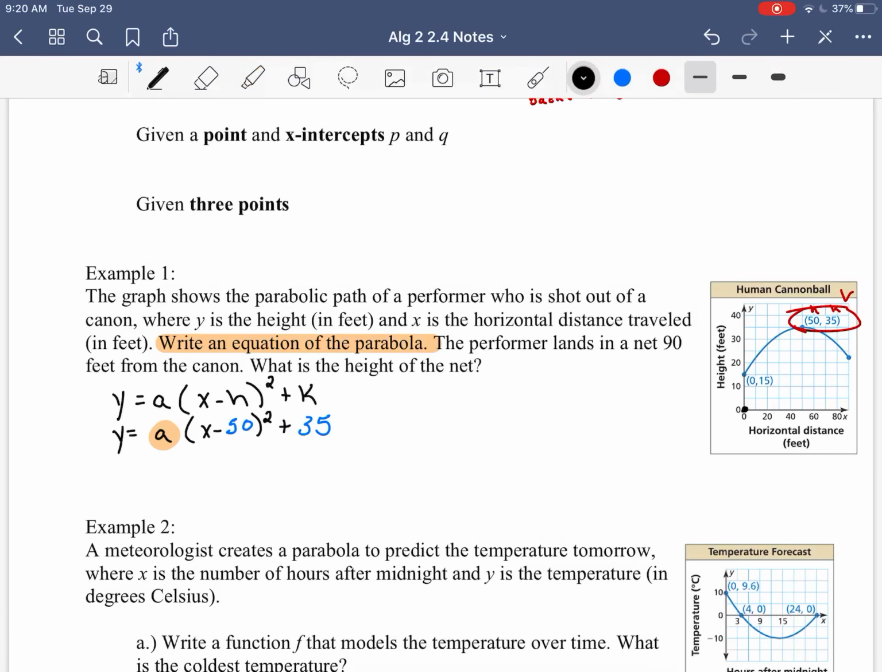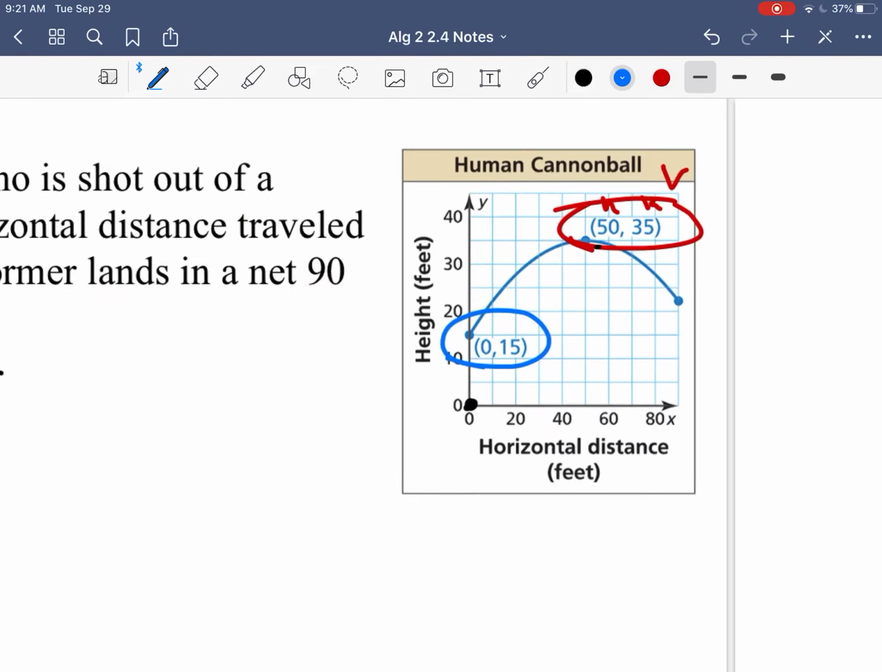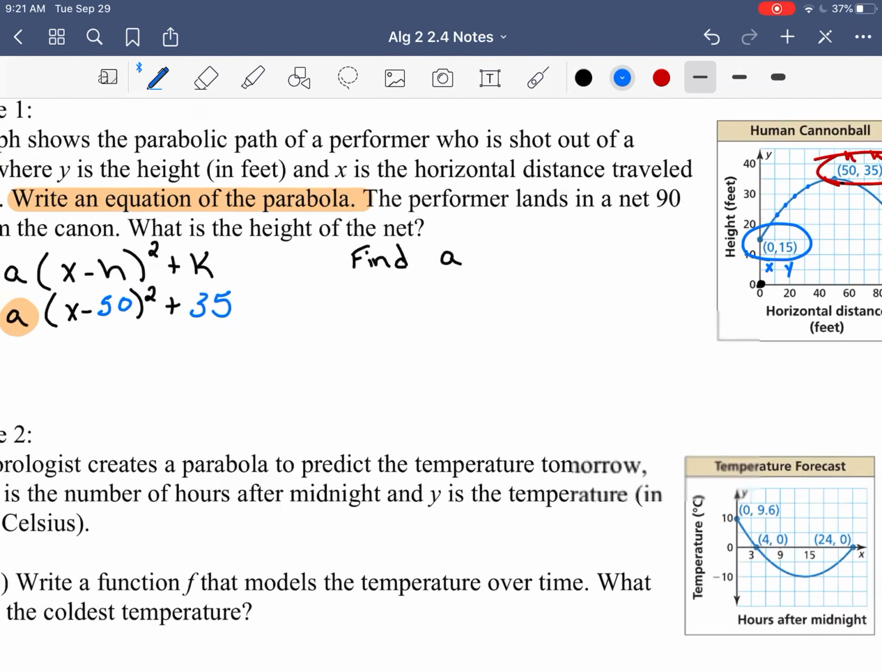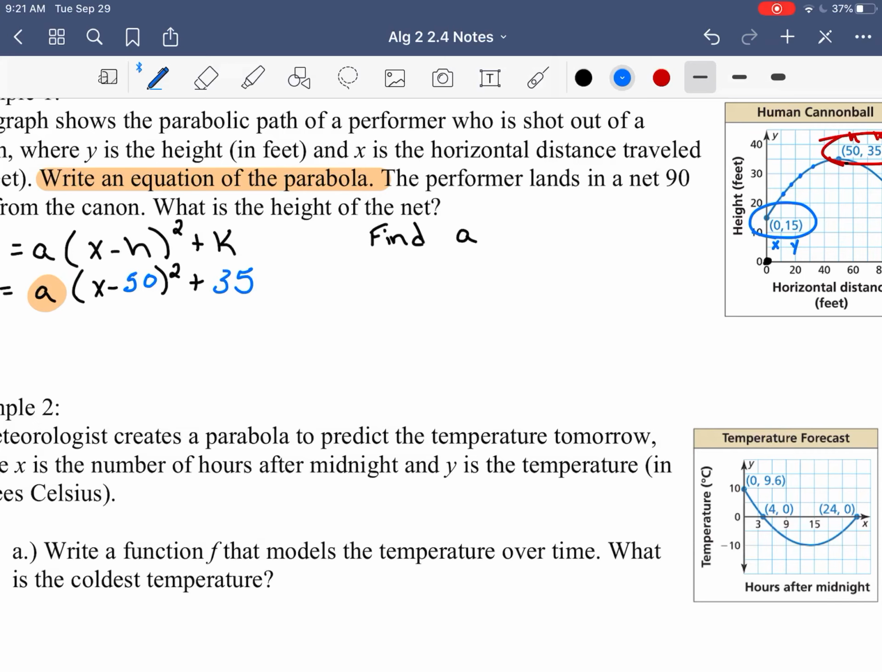So now we need to find a. To find a, we're going to use the only other bit of information they give us, this point. They give us the point 0, 15, which tells me that when x is 0, y is 15. That's one possible ordered pair. There are many different ordered pairs. I just need one of them. I know one of them. I know when x is 0, y is 15.